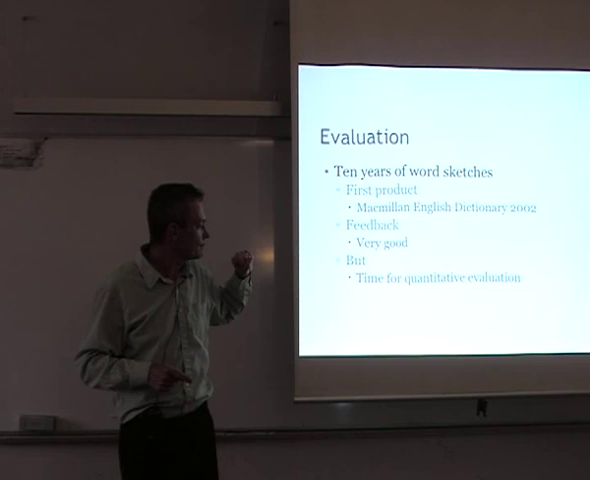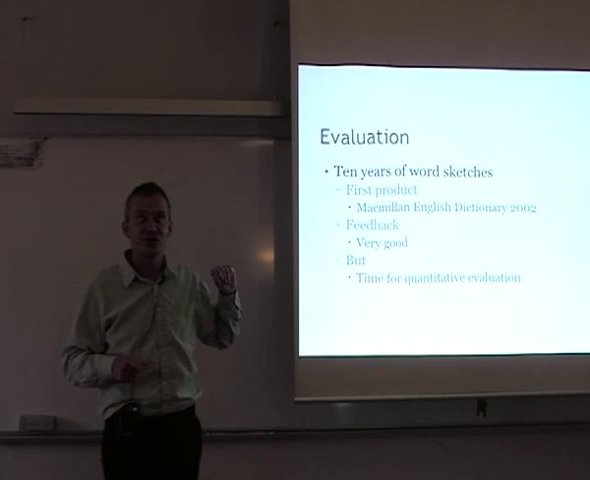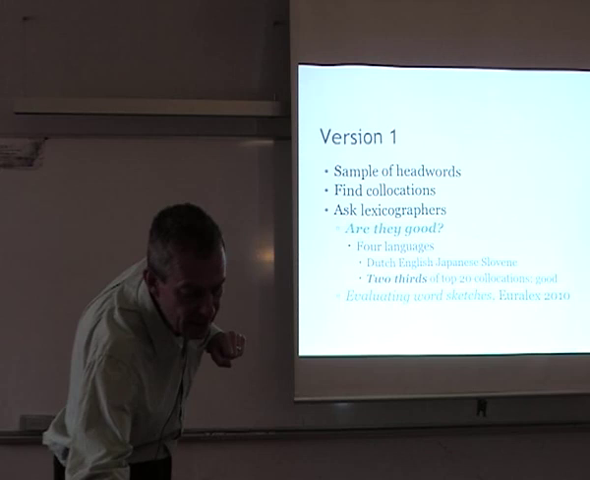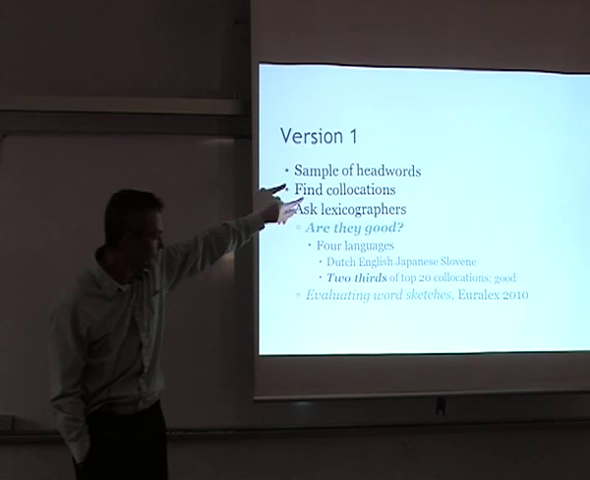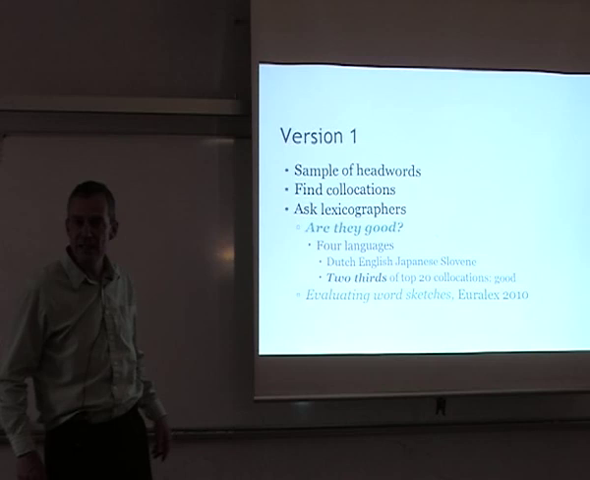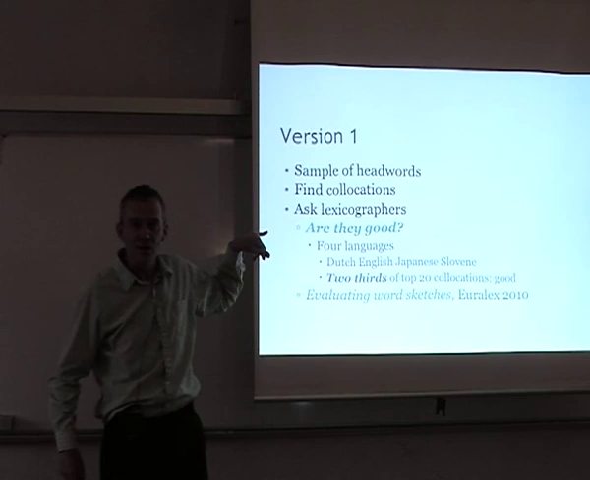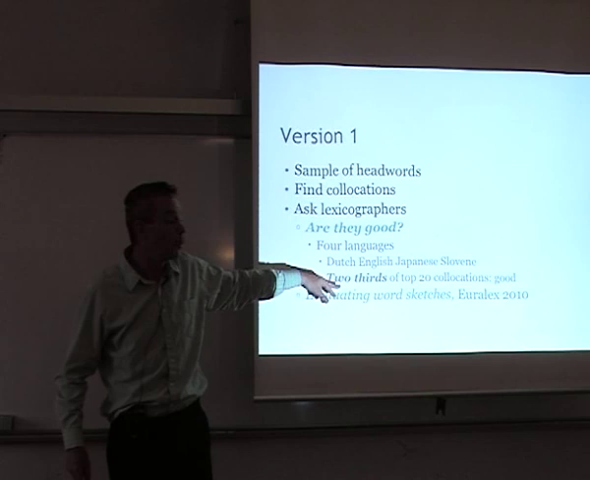But after all that time, it seemed like a quantitative evaluation was due. So what we did was take a sample of headwords, find all the collocations, and ask the lexicographer whether the collocations are good. We did that for four languages: Dutch, English, Japanese, and Slovene. We took 20 collocations per headword and asked the lexicographer, are they good? And the short answer is that two-thirds of them were. And there's a paper about that from the Euralex Lexicography Conference in 2010.